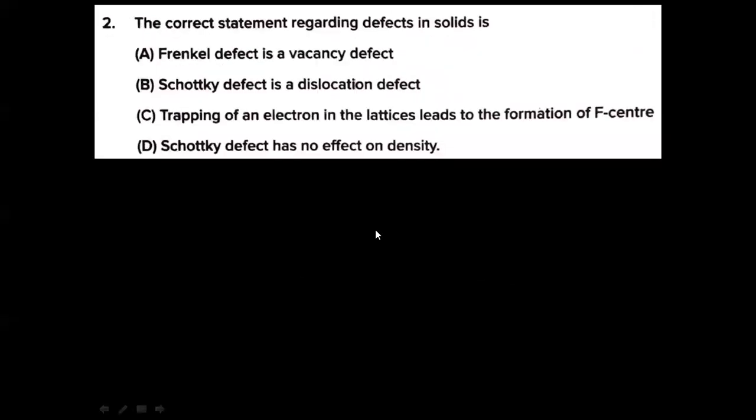Question number 2. The correct statement regarding defects in solids. So Frenkel defect is a vacancy defect, Schottky defect is a dislocation defect. Trapping of an electron in the lattice leads to the formation of F center. So Schottky defect has no effect on density. So in these given options, option C is the right one. Anionic vacancy occupied by electrons are known as F center.